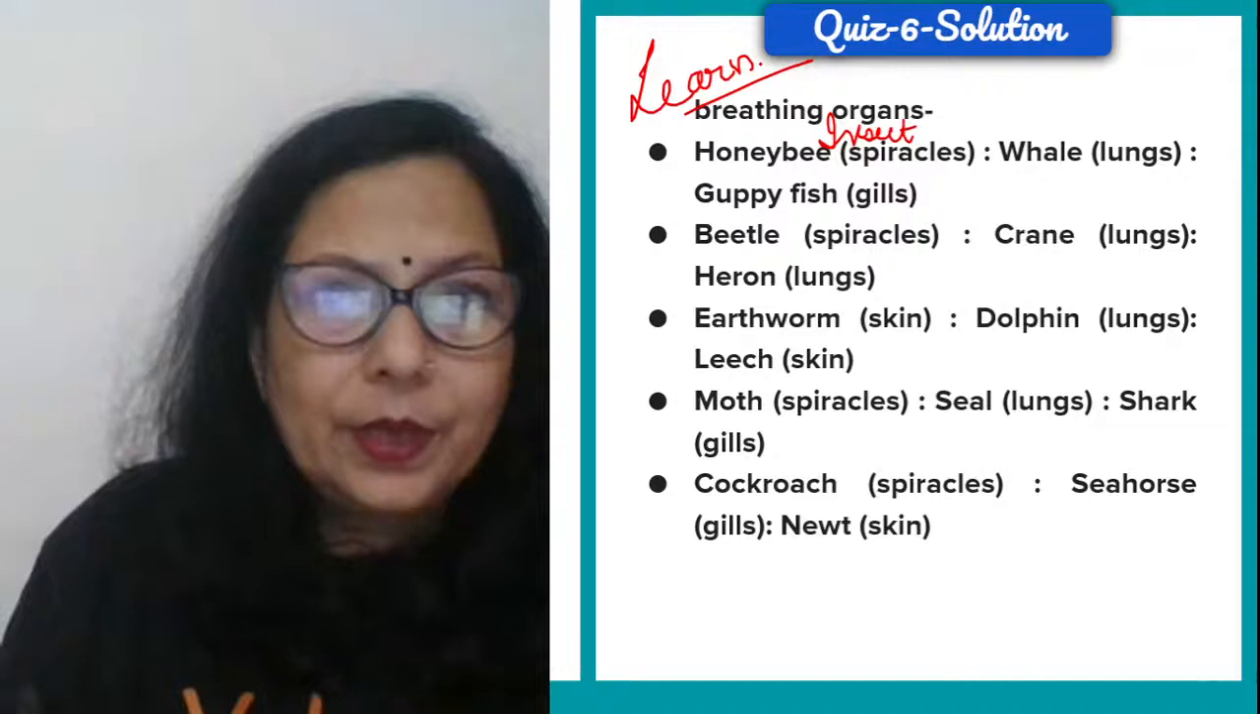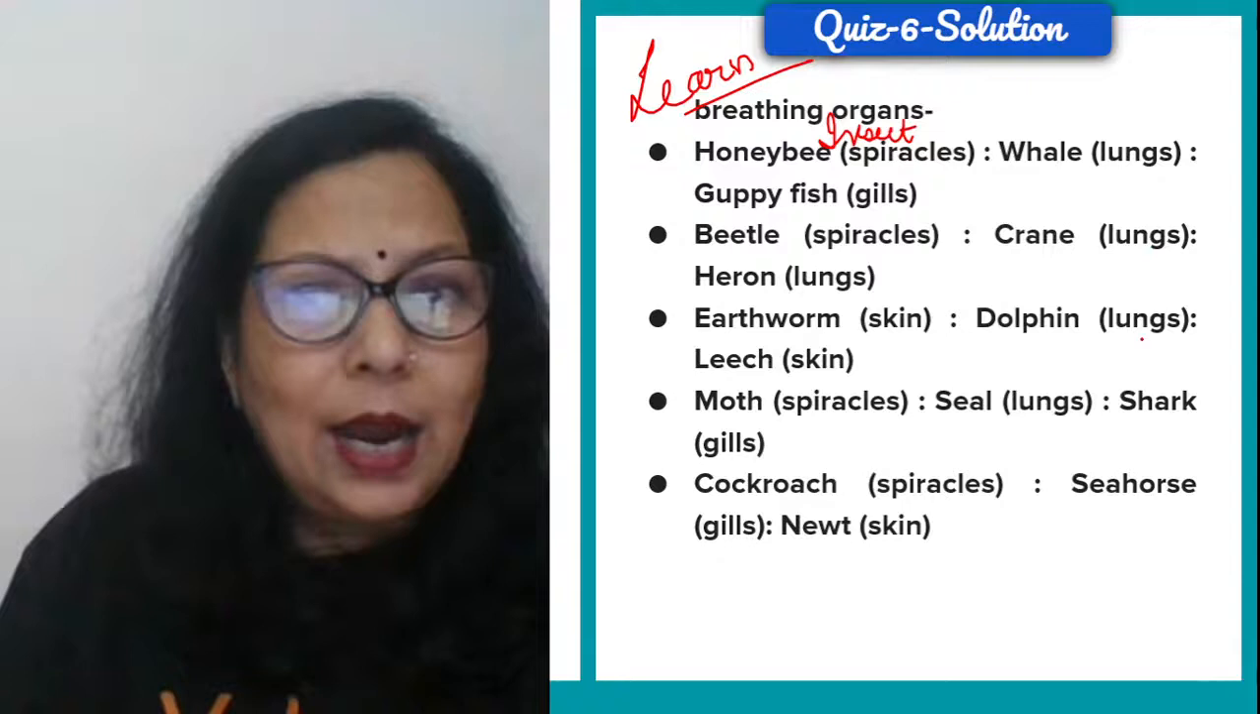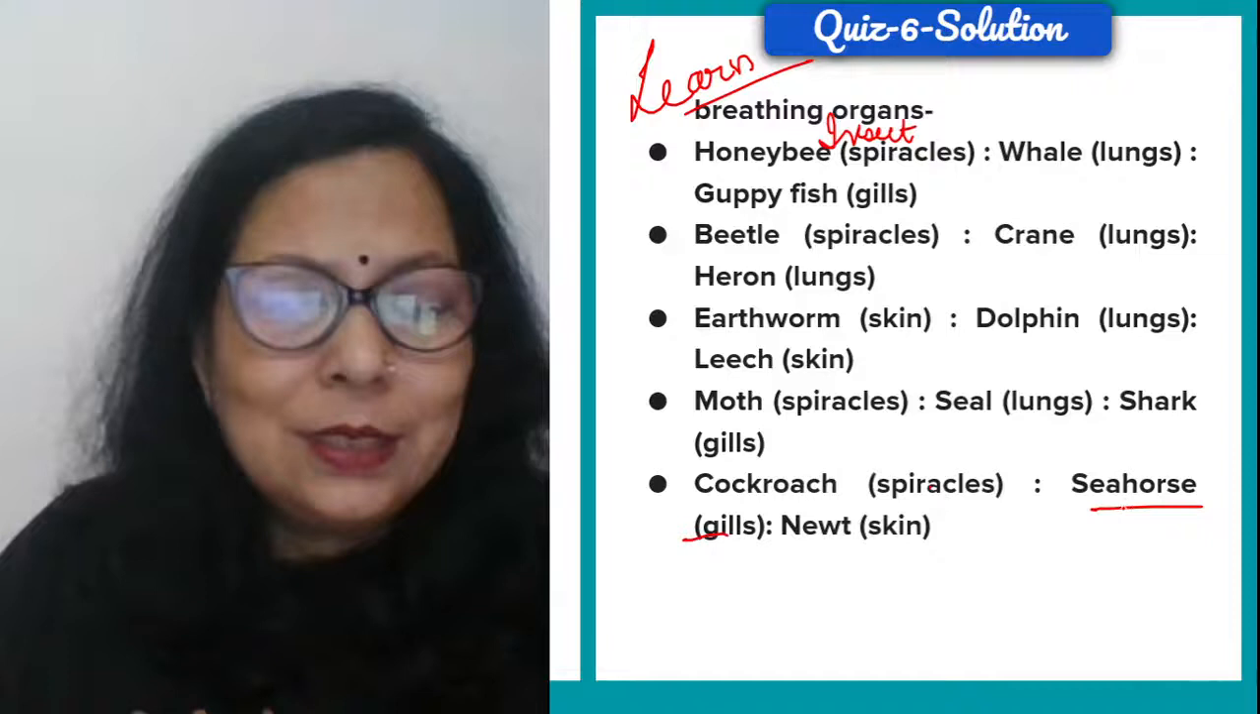Whale, lungs. Crane, lungs. Dolphin, lungs. Seal, lungs. But seahorse, through gills. So, spiracles was right, seahorse went wrong.